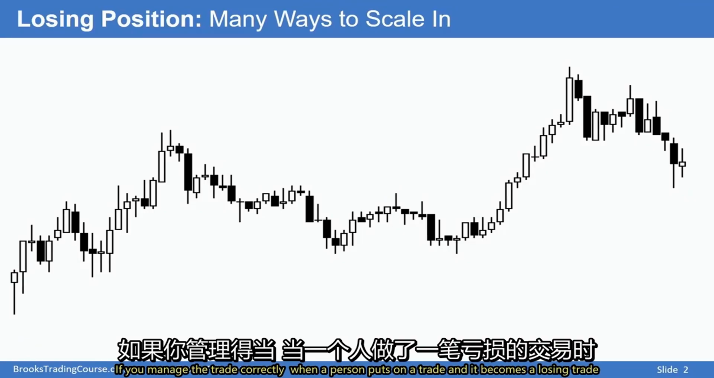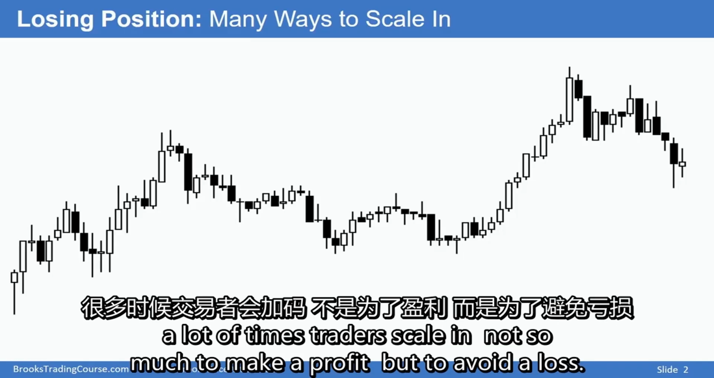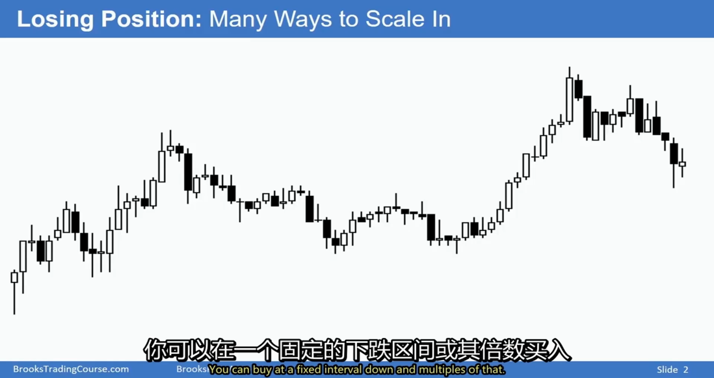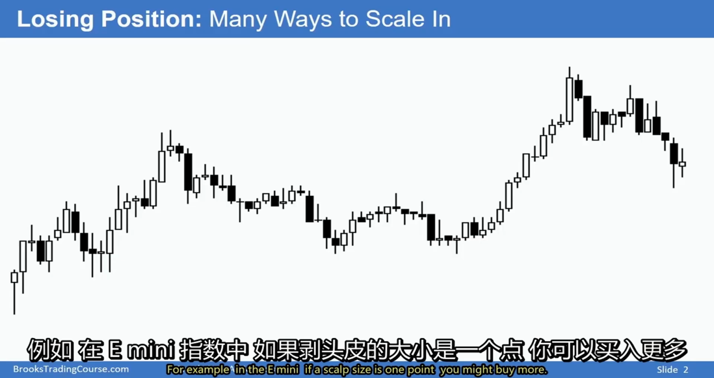When a person puts on a trade and it becomes a losing trade, a lot of times traders will scale in, not so much to make a profit, but to avoid a loss. And there are many ways to do it. You can buy at a fixed interval down and multiples of that. For example, in the E-mini, if a scalp size is 1 point, you might buy more.